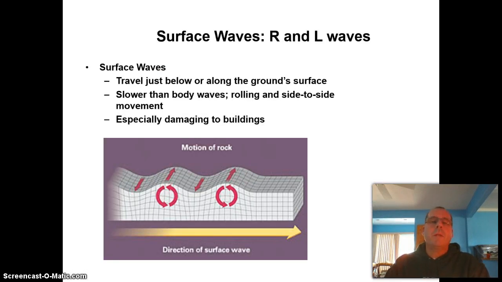And here's a little information on surface waves. Surface waves travel just below or along the ground surface, slower than body waves. The body waves are the P waves and the S waves. They also call those body waves. So the surface waves are slower than the body waves, and we also saw that in the seismogram as well, right? Remember we saw the P waves come in first, then the S waves, and then we saw the surface waves. They're kind of a rolling side-to-side movement, especially damaging to buildings.